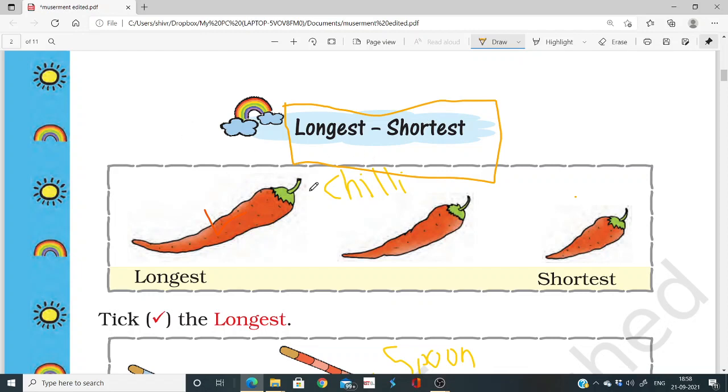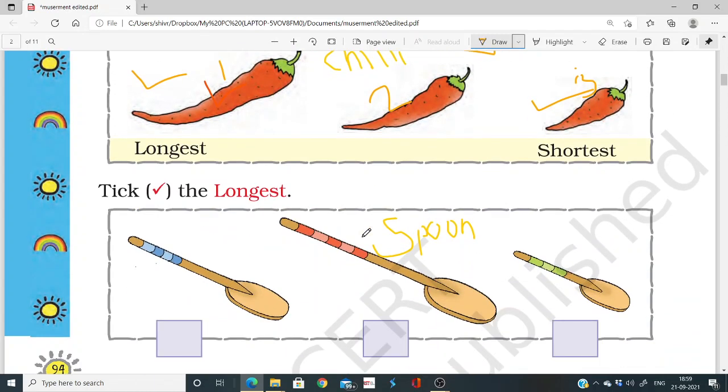Okay. Here are three red chilies, right? First, second, and third. This chili is the longest of these three chilies, right? And this is the shortest of these three chilies, right? Now, take the longest, right?